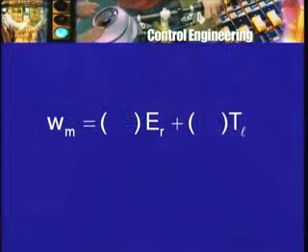What is the next step? We want to obtain an expression for omega m in terms of the two input signals. One of them is the reference voltage, so an expression which multiplies ER, plus an expression which is going to multiply the load torque. Now here also one can anticipate a few things.